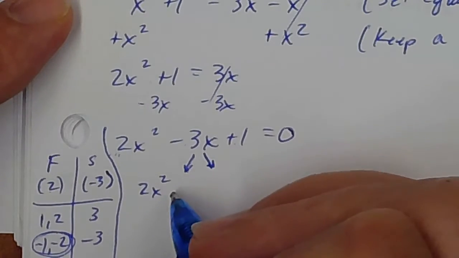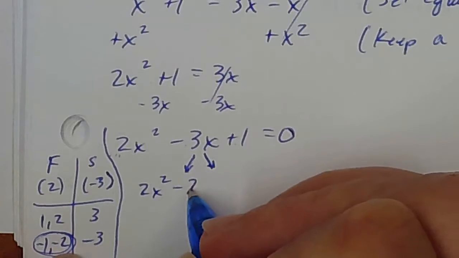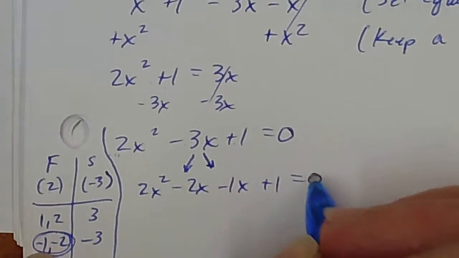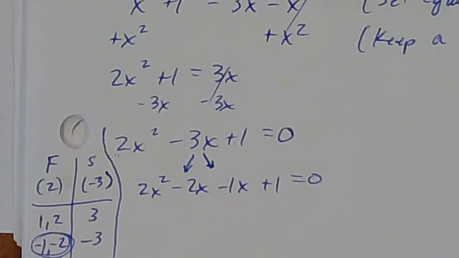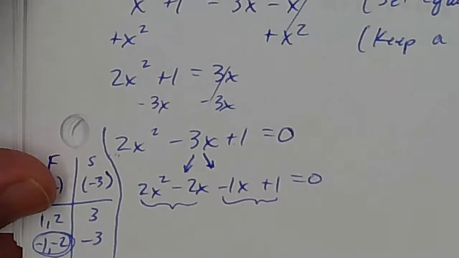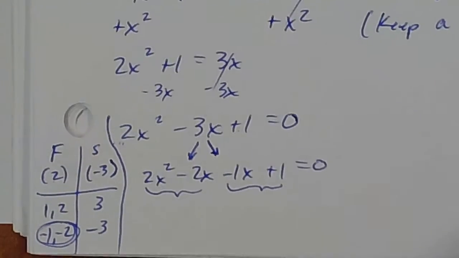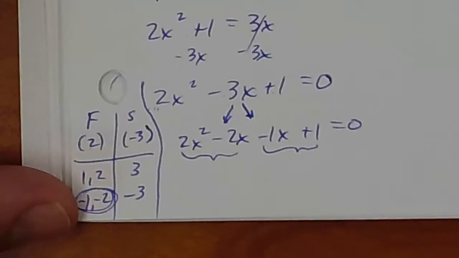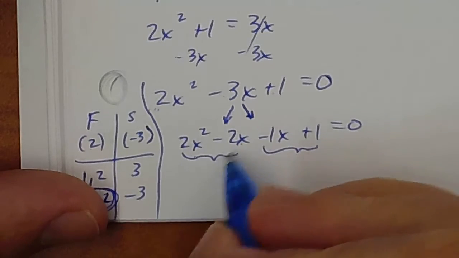Now I know how to split my middle term using these two numbers right here. So this is now going to be 2x squared minus 2x minus 1x plus 1. I'm going to take the GCF out of this group and then the GCF out of this group. So here I can take a 2x out.